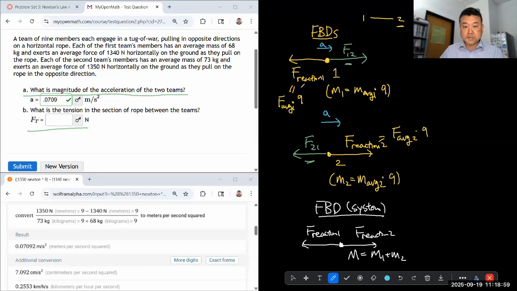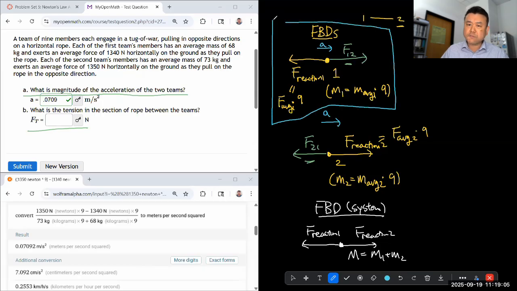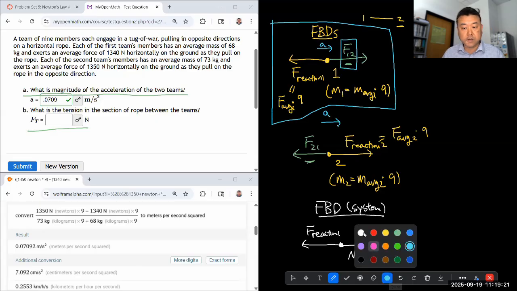So we can use either of the pictures, either the picture for team 1 or team 2. Let me use team 1 because that's the earlier drawn thing. It's higher up. So we can write down Newton's second law equation and see that that gives us enough information to figure out this internal force. So let me write down Newton's second law equation.